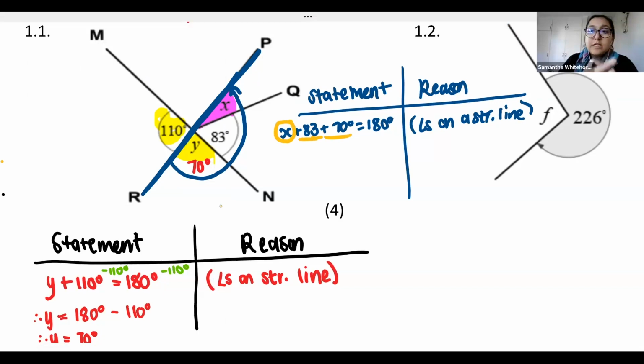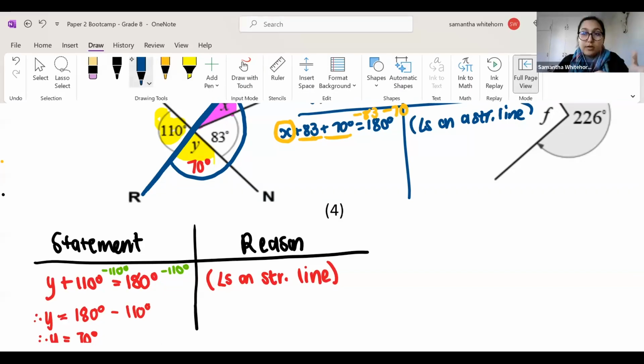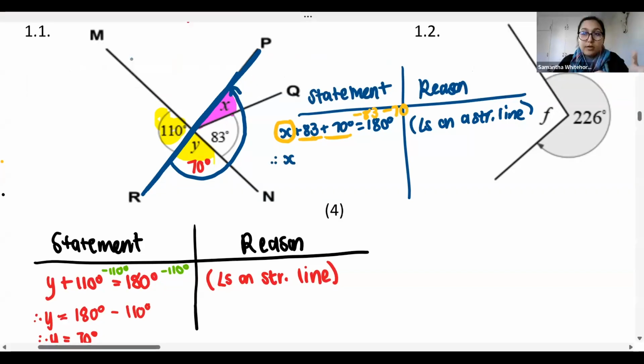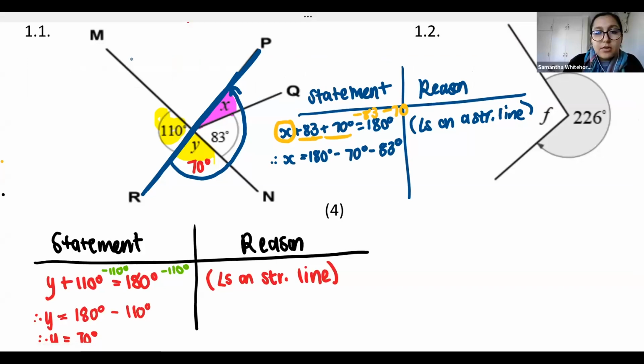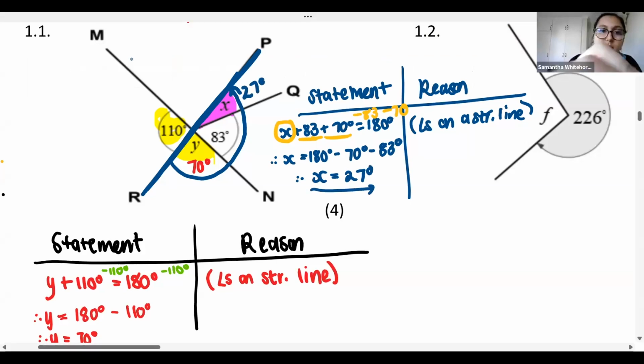What that means is that their signs need to change. So this becomes minus 83 minus 70. They both were positive, but because they're moving over the equal sign, they now both become negative. So I've got x equals 180 minus 70 minus 83. If you said minus 83 and then minus 80, absolutely fine. That doesn't matter. And when you subtract those from 180 degrees, you get that x is 27. And so what you found here is that angle x has a size of 27 degrees.